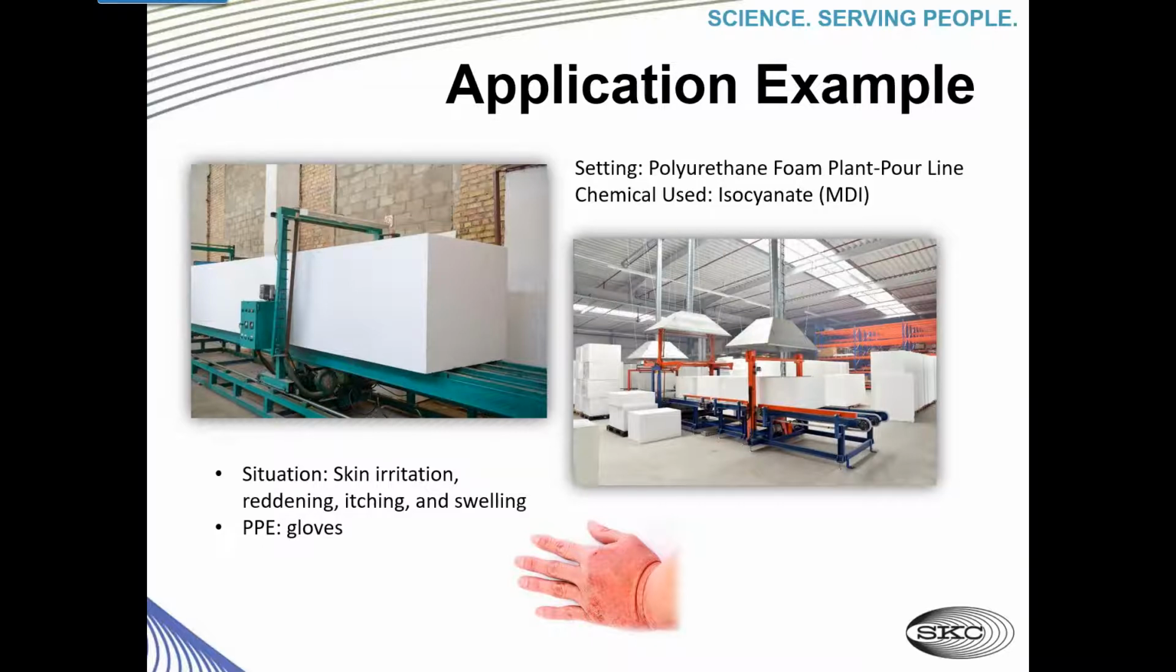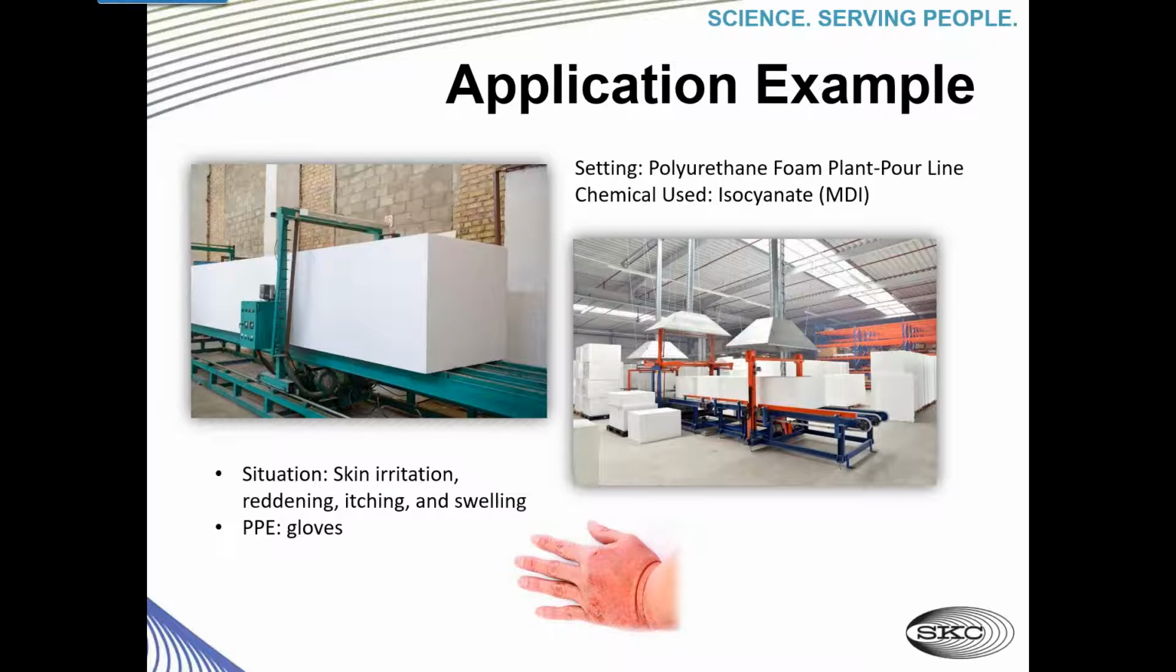The situation is that there are employees with skin irritation symptoms such as reddening, itching, and swelling in their hands. During your evaluation, you notice that the employees are wearing gloves, but still are getting the irritation symptoms. The air sampling data is below the applicable occupational exposure limits. Then you ask yourself, what's going on? Well, there are a couple of things that you may do or think about. These are not in order though.